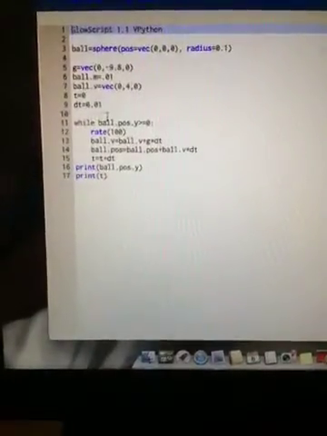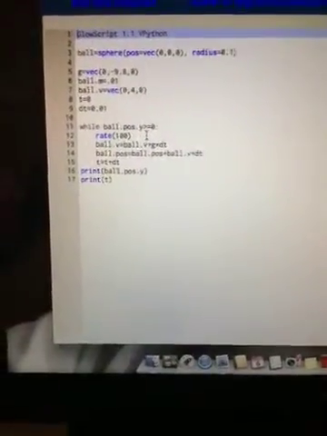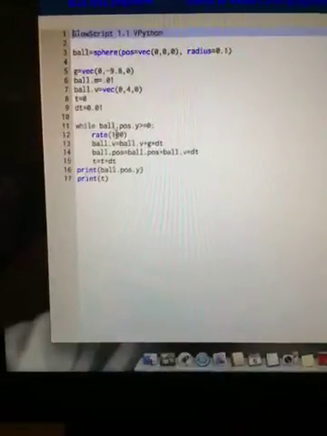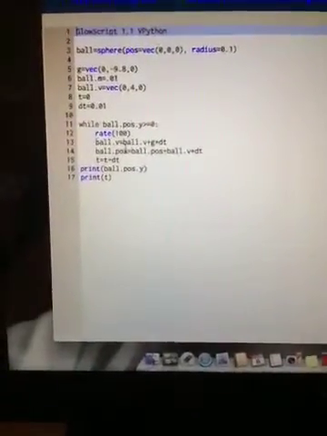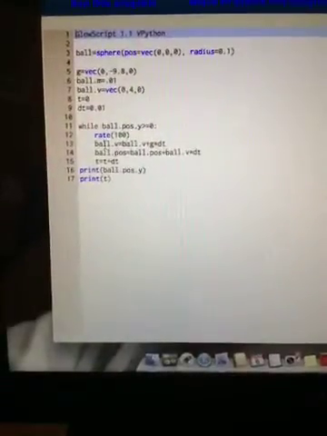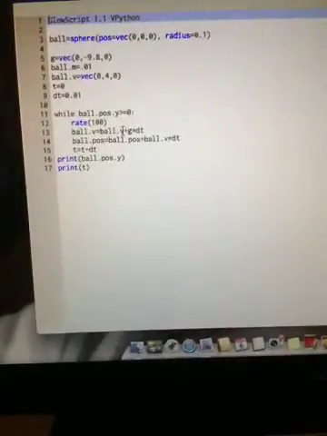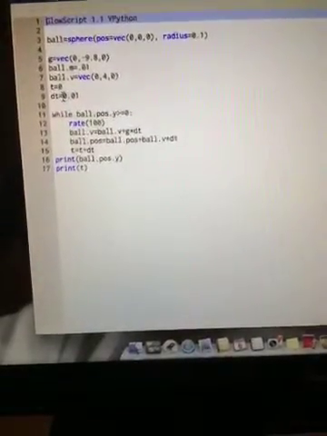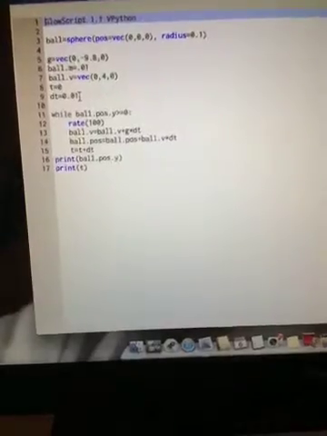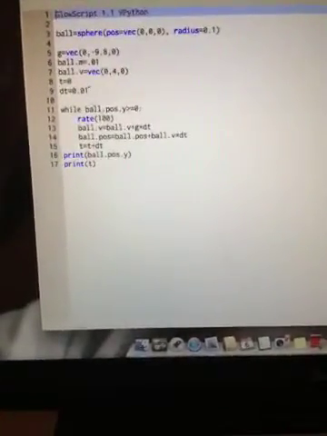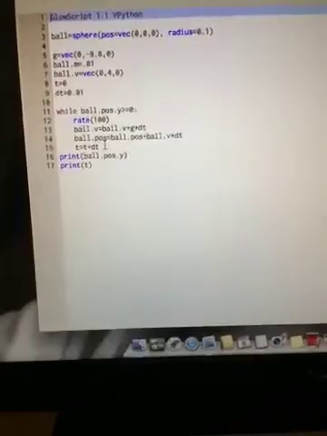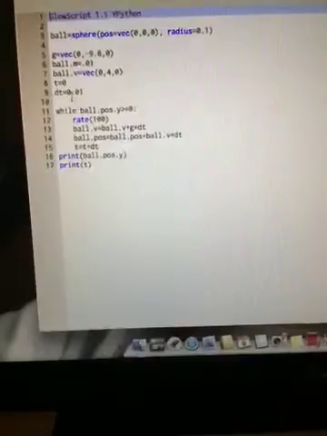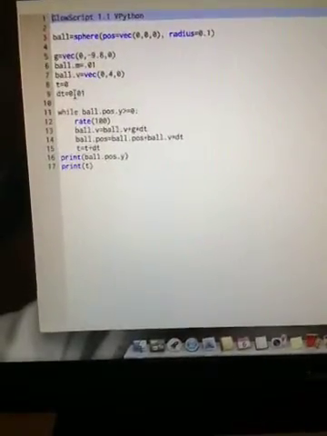So while the ball's position is above the y-axis, so while it's above the ground, we'll call it, it's going to take 100 calculations per second. The velocity of the ball is equal to the initial velocity plus gravity times how often it calculates. And the position of the ball is equal to the position of the ball plus the velocity times dt. And then time is equal to time plus the amount of time per calculation.